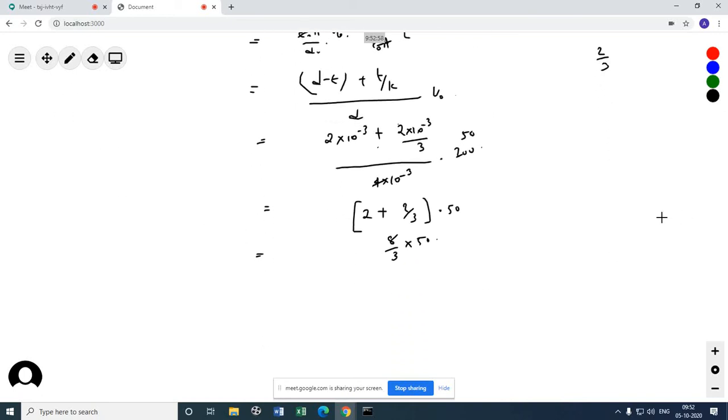So I'll get here 16.6. I'll take this 16.6, roughly 17 volt. So 8 into 17, it would give me.